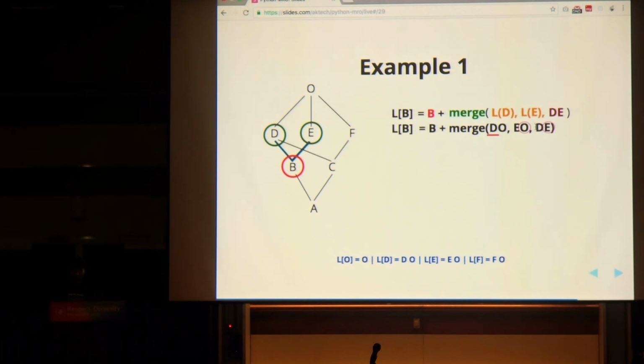Here you can see D is in the head. I'm only asking if this D exists in the tail of any other list, and it does not. So we can safely take this out from the merge, and put it into the linearization of class B. So the order now becomes B, D plus the merge of the remaining. As I told you earlier, when we are removing something from the merge, we are removing all of its instances. So we have removed both instances of D, and now we are left with a simpler problem.